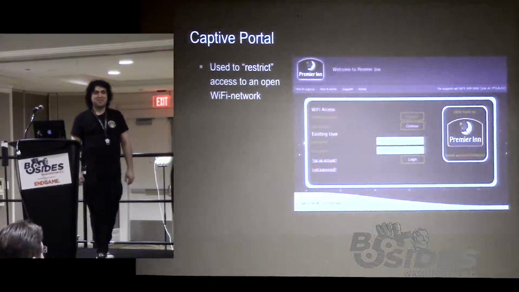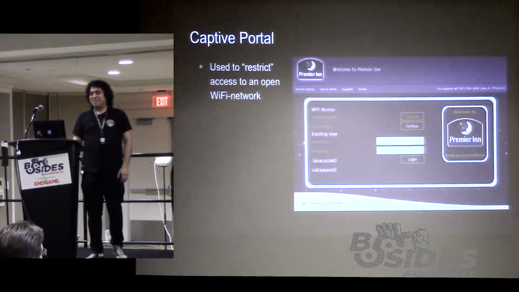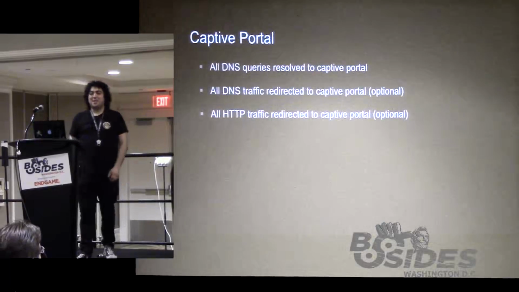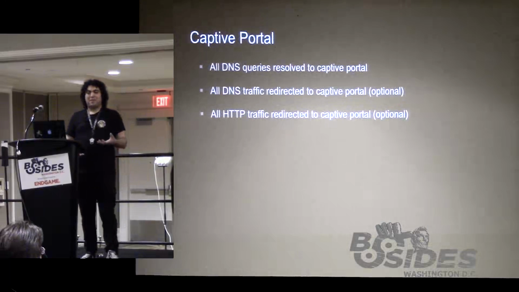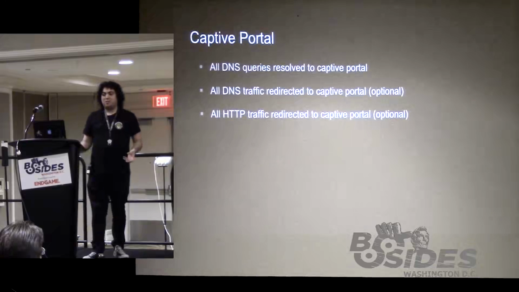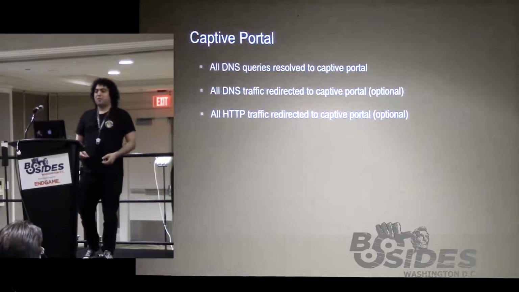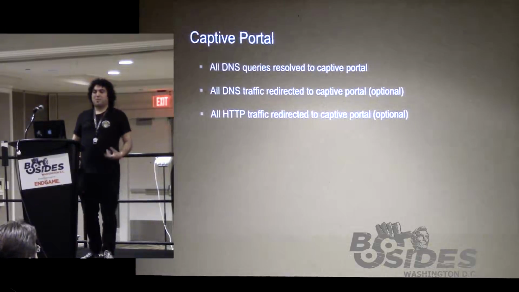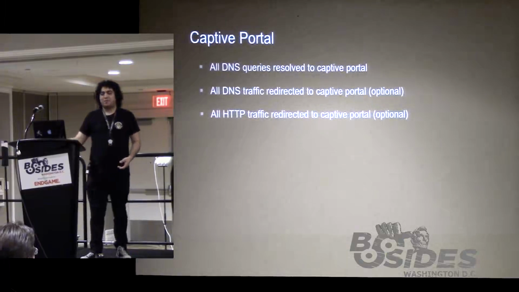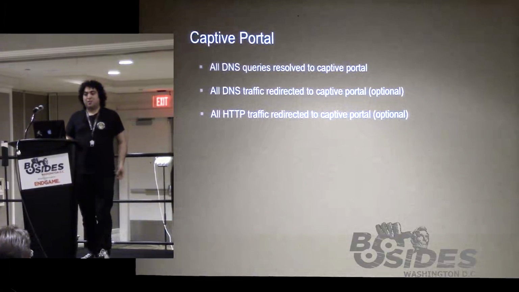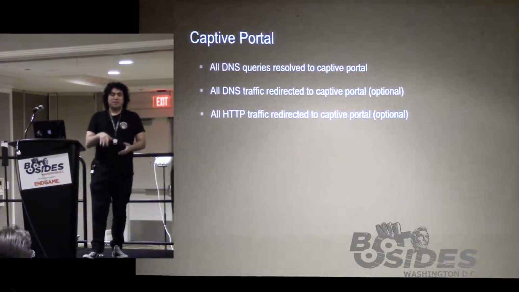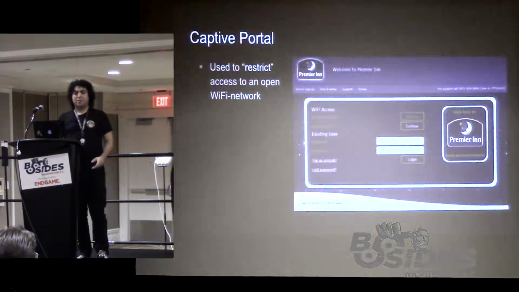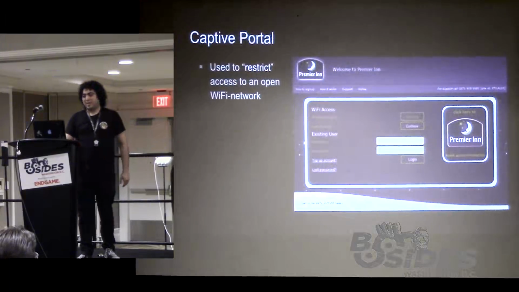A captive portal? Yeah, they're pretty cool, right? So a captive portal is used to restrict access to an open Wi-Fi network. And the way that they usually work is that you typically have a specially configured DNS server that's running that resolves all DNS queries to the captive portal. And also all DNS traffic will be redirected to the captive portal, so that the user cannot just manually specify their own DNS server. In addition to that, if you really want to be nasty, you can also redirect all HTTP traffic to the server that's hosting this captive portal login page. So the net effect is, no matter where you try to navigate to, you're just redirected to this login page.